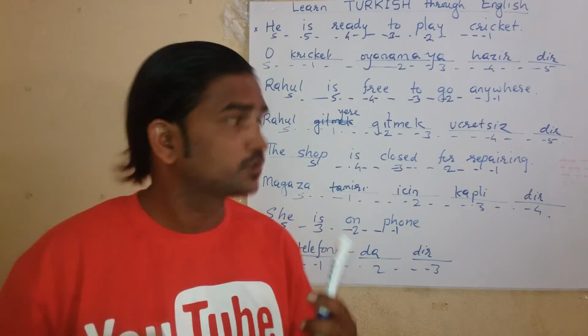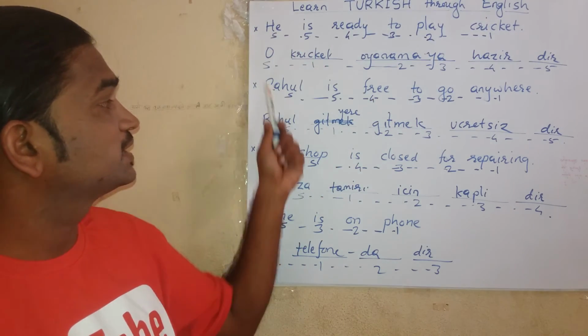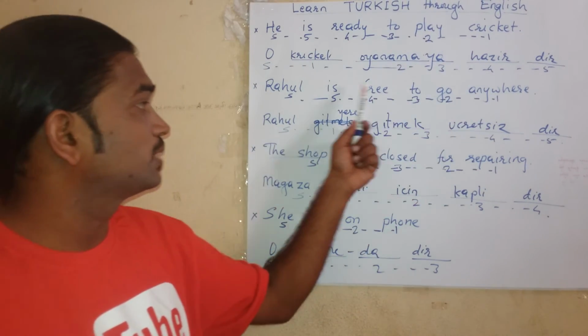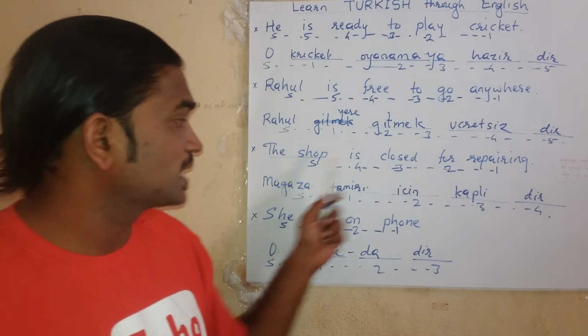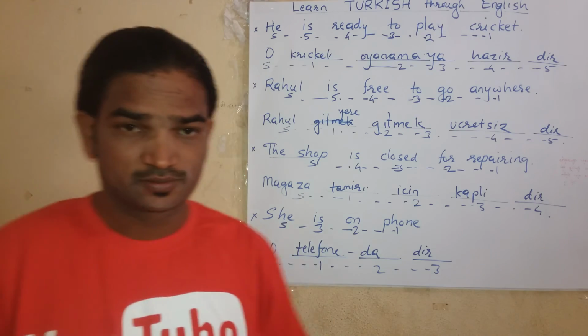Now I will try. Look. O cricket o inam ya hazir dir. Rahul ere git me usret siz dir. Magza tamiri isin kapli dir. O telephone da dir. Okay?